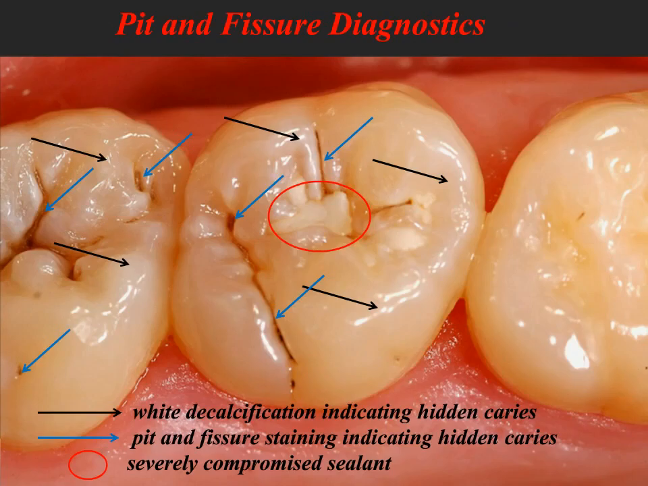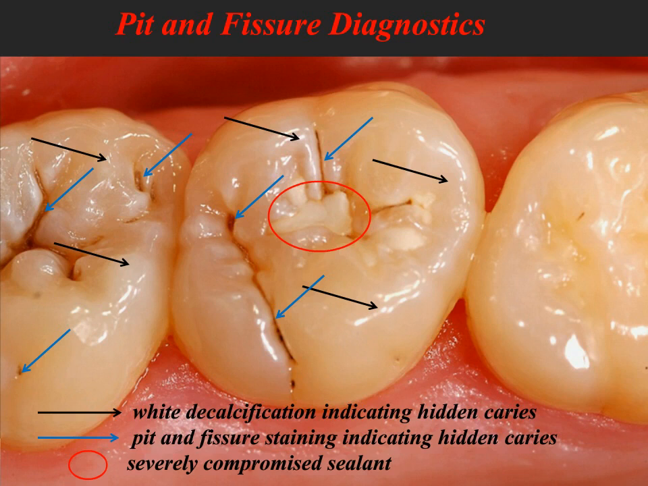So pit and fissure diagnostics. What are we actually looking at? This is a great picture to see things that all of us see clinically every day and we pass up in the hygiene room as needing treatment. White decalcification is a good indicator of hidden caries. What's happening with decalcification? We have bacterial metabolism, acidic, drawing calcium and phosphate out of the enamel, causing this decalcification, which is the early start of a carious lesion.